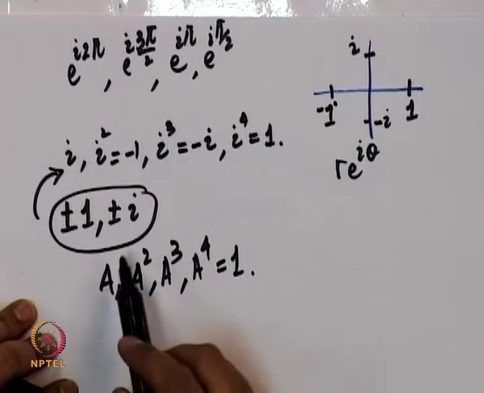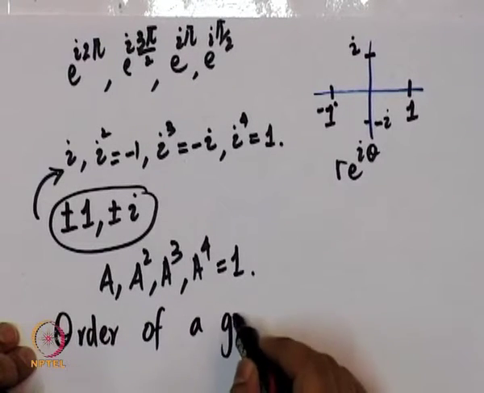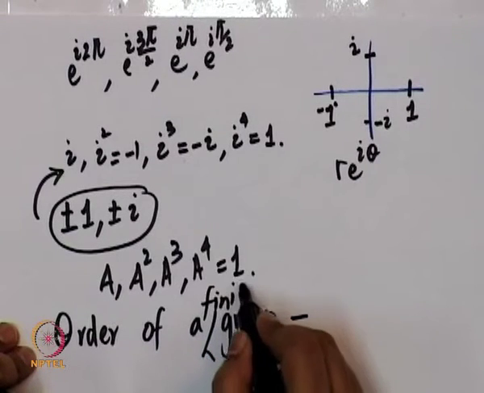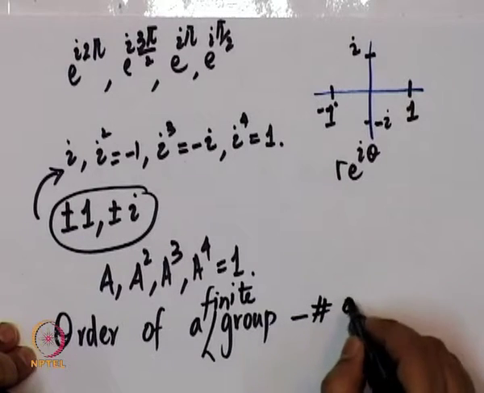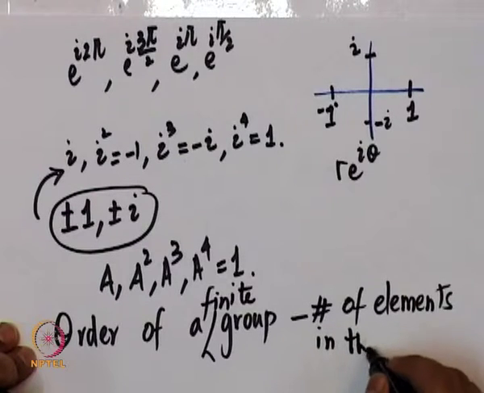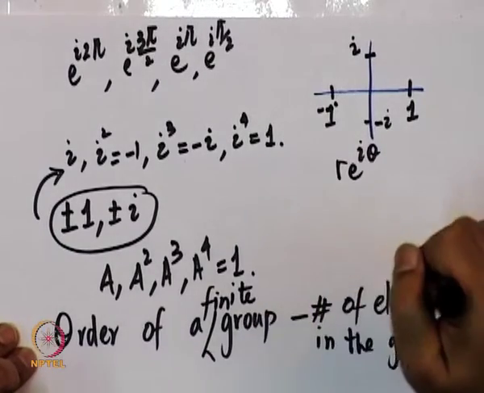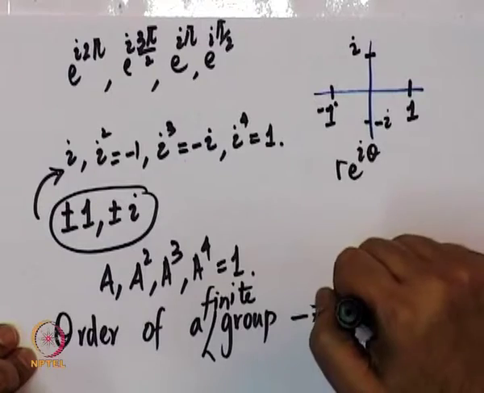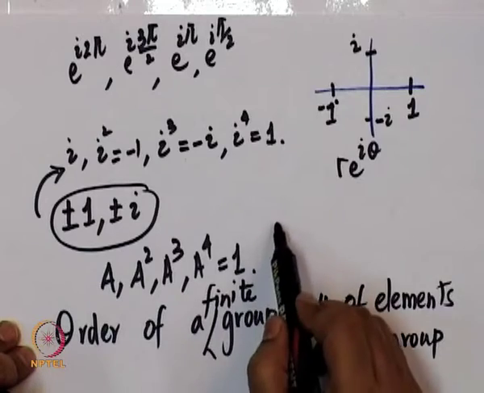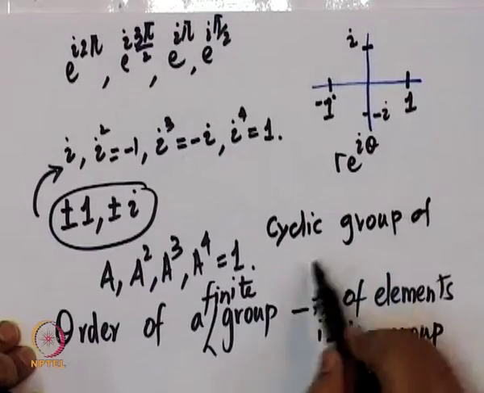So, now the order of a group, if it is a finite group, is the number of elements in the group, that is, the set over which the given operation is defined. In that set how many elements are there, that is considered as the order of the group. Now, this kind of group is of order 4. So, it is also called a cyclic group of order 4.